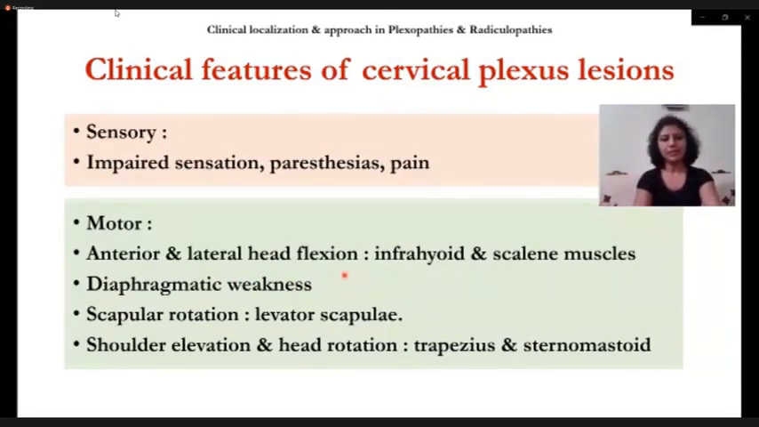In addition, there may be weakness of scapular rotation because of the involvement of the levator scapulae muscle. There may also be some degree of weakness of shoulder elevation and head rotation because of the involvement of the trapezius and the sternomastoid muscles. The muscles affected and the degree of paresis depends upon the specific portion of the cervical plexus that is affected.